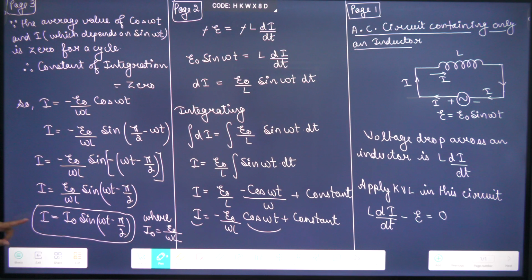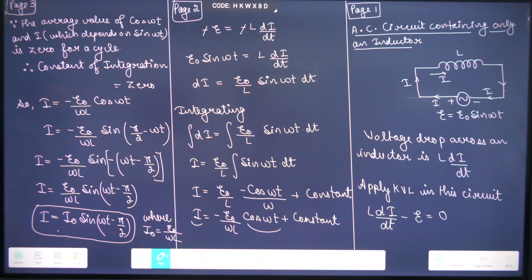So what does this relation of current tell us? EMF is E equal to E naught sine omega t, and current is I equal to I naught sine omega t minus pi by 2. It means that current is 90 degrees behind the voltage. It means that current lags behind the EMF by 90 degrees. Is the statement clear to you? Is this clear what I am saying? Current is 90 degrees behind. Omega t is the angle. So E equal to E naught sine omega t is written in that diagram, and here we are getting I equal to I naught sine omega t minus pi by 2.